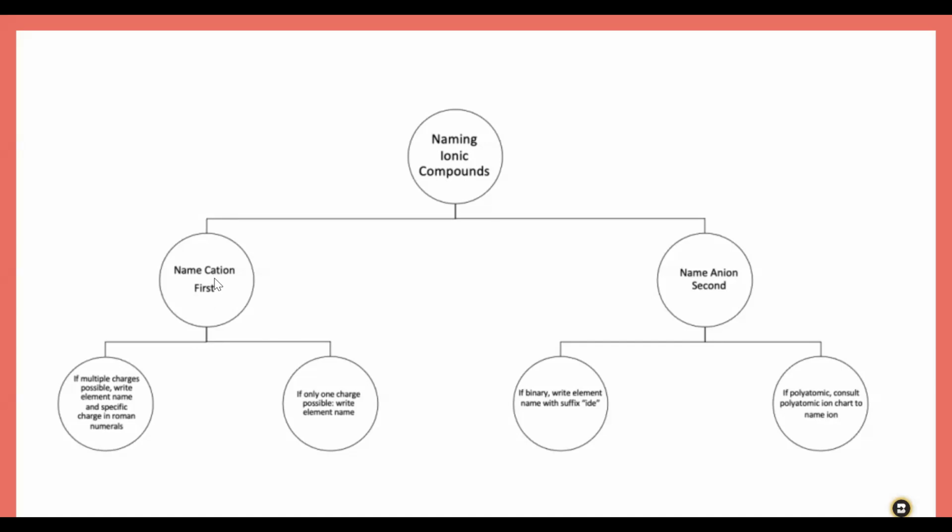Then you ask yourself, what type of cation? Is it a cation from a transition metal or from representative elements? If it's a transition metal, that means it forms multiple ions. The atom forms multiple ions. Okay, it can form more than one type of charge. If it's from a representative element, it can form only one type of charge.